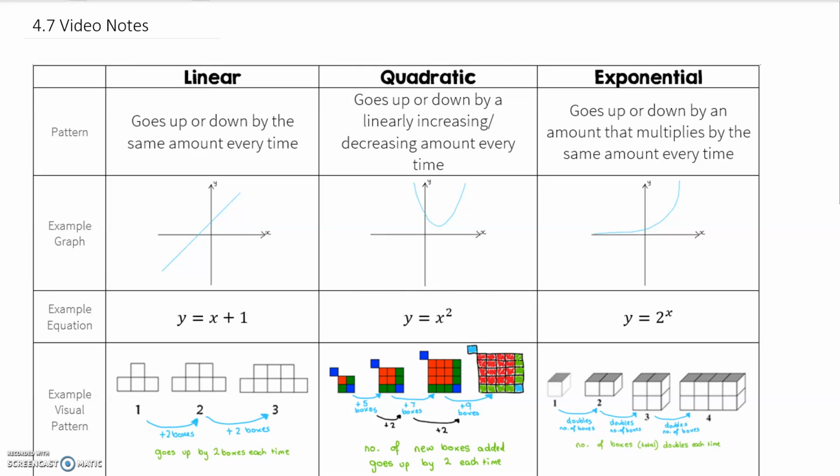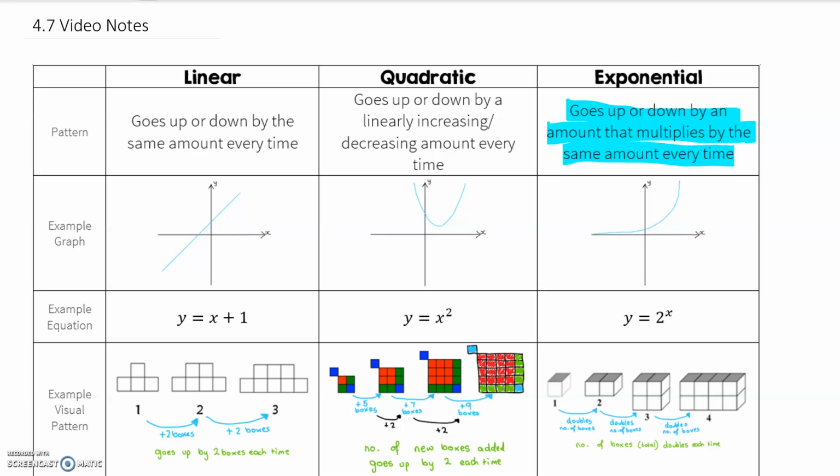But that's quadratics. Exponentials are pretty cool, and they're actually quite relevant at the moment if this is still 2020, because we're in the middle of a pandemic, and the rate of spread of a pandemic is actually exponential. So you can see with this graph, it goes up really quick. It can also go down really quick if you flip it upside down. So exponentials go up or down by an amount that multiplies by the same amount each time.